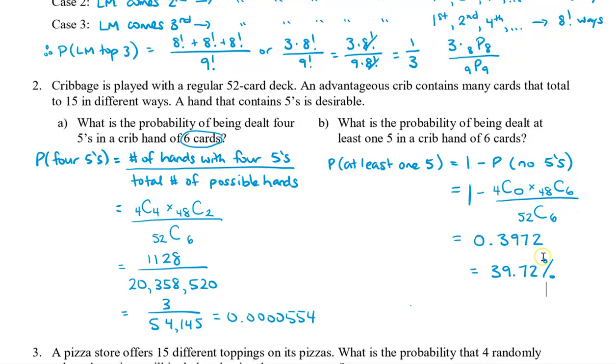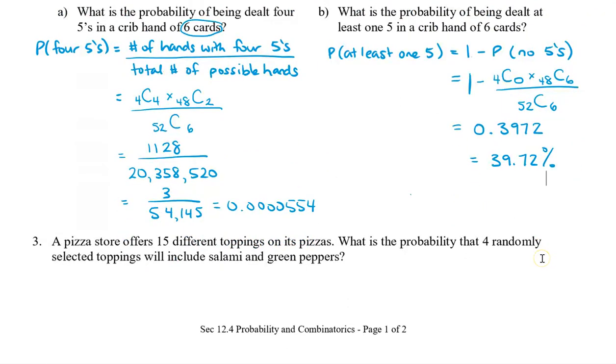All right, let's take a look at another example. A pizza store offers 15 different toppings on its pizzas. What is the probability that 4 randomly selected toppings will include salami and green peppers? In this example, we're going to assume that it doesn't matter what order the toppings are in. It doesn't matter if you pile salami on top of green peppers or green peppers on top of salami, although some of you might worry about that.